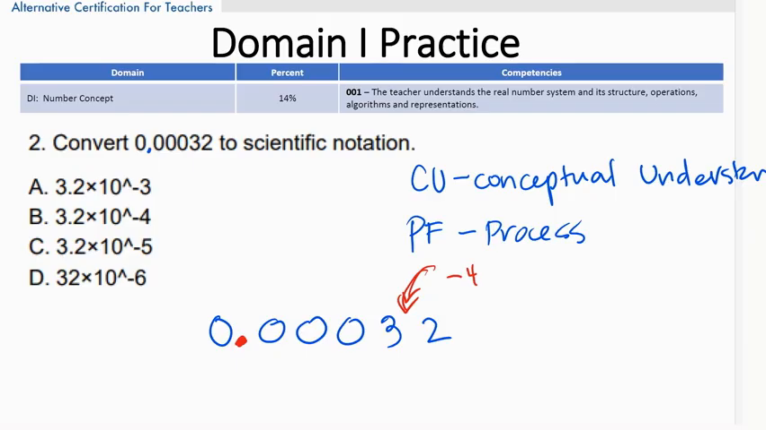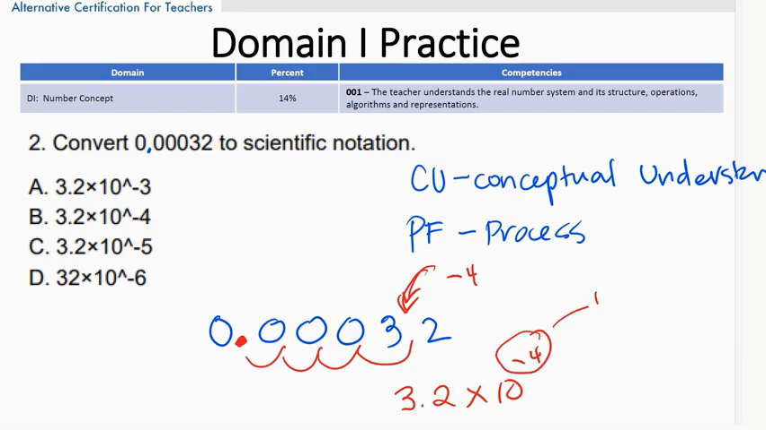So now, once you move there, 1, 2, 3, 4, this is written in this form, times 10 to the negative 4. This means this is the number of jumps you did. You good? Not that difficult, right? All right, good. Let's go on with the next question.